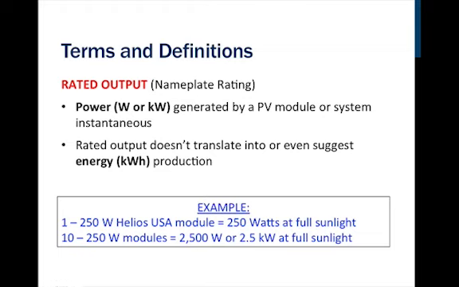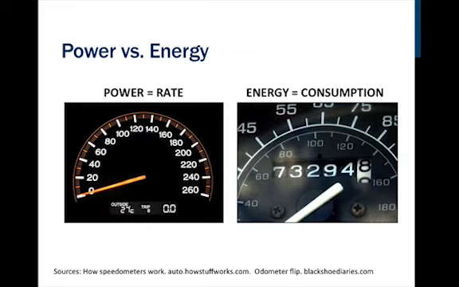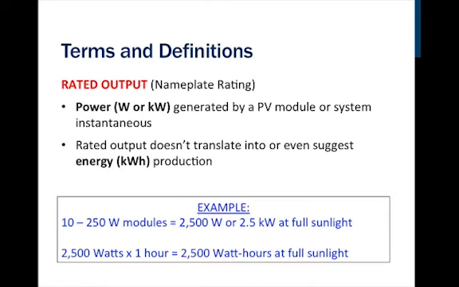Now again, we don't have time as a part of this equation yet, so it's just a number, a potential that the system can do in full sunlight. Again, think about the speedometer and the odometer. When we talk about nameplate rating or max output, we're talking about the speedometer. When we talk about production over an annual amount of time or a month, we're talking about the odometer, which is real information. If we add time to this, here we have 10 250 watt modules, a rated output of 2,500 watts or 2.5 kilowatts in full sunlight.